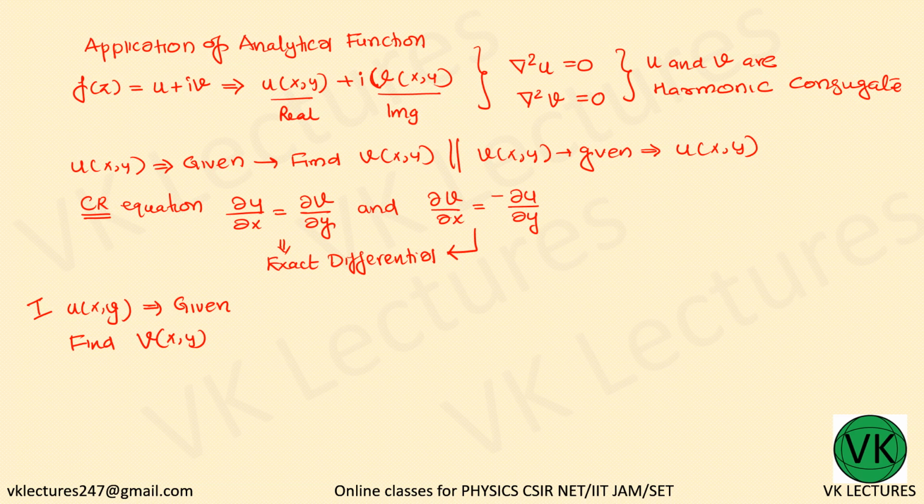Now let's start with what is v of x comma y. dv of x comma y can be written as dou v by dou x into dx plus dou v by dou y into dy. This is just partial derivative. This is the dv, which is equal to dou v by dou x into dx plus dou v by dou y into dy.